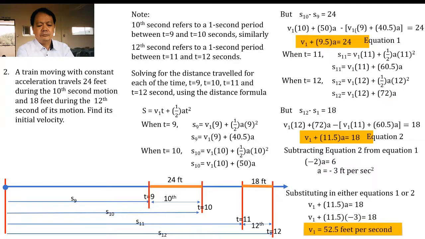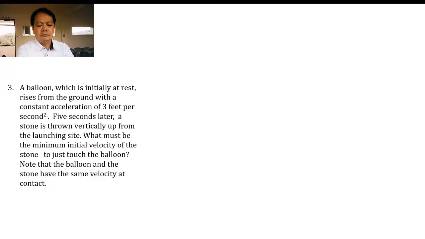And this is the third problem, something about a very interesting problem which I would like to share to you. And it's about a balloon. Sabi dito, a balloon which is initially at rest rises from the ground with a constant acceleration of 3 feet per second square. 5 seconds later, a stone is thrown vertically up from the launching site. What must be the minimum initial velocity of the stone to just touch the balloon? Note that the balloon and the stone have the same velocity at contact.